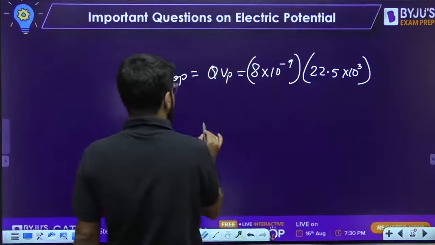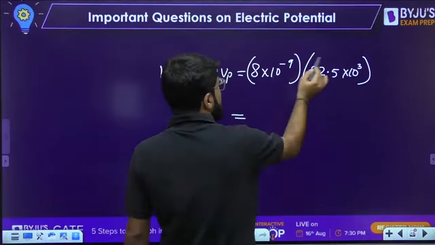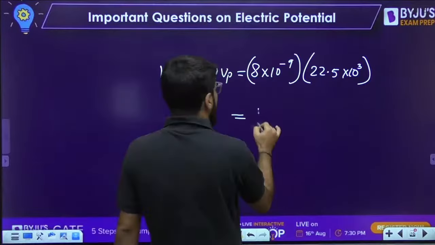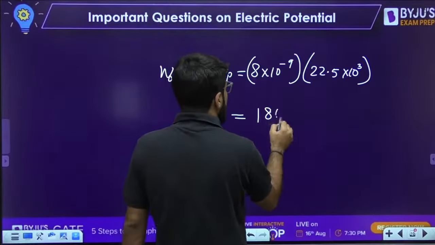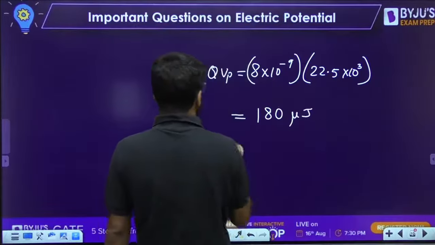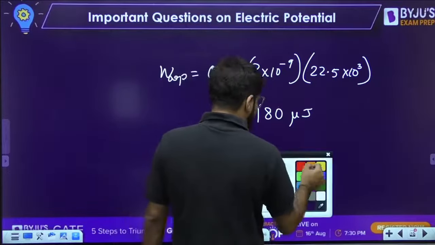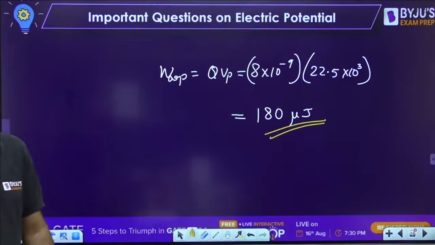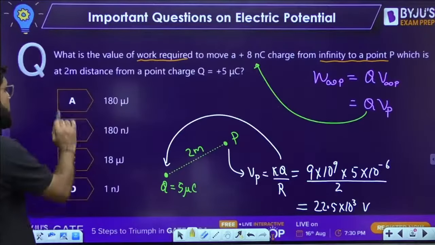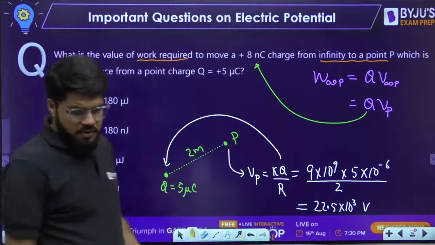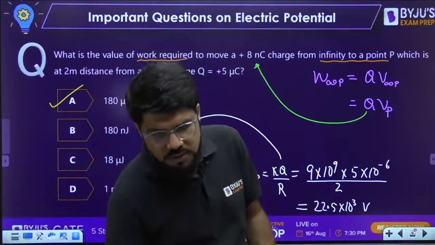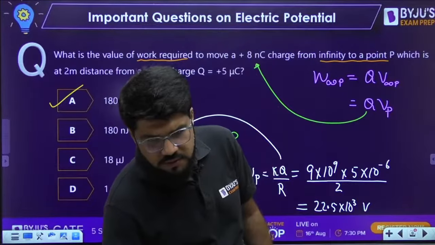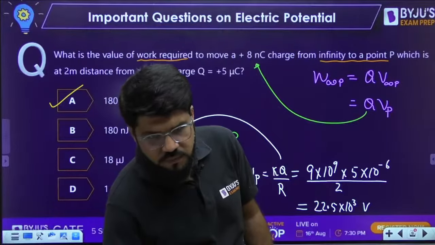So that's going to be definitely in microjoules. 10 power minus 6, micro form has come, and this one is clearly 180 microjoules. The final answer is 180 microjoules. That is the option number A. 180 microjoules, that is option A, the correct answer.